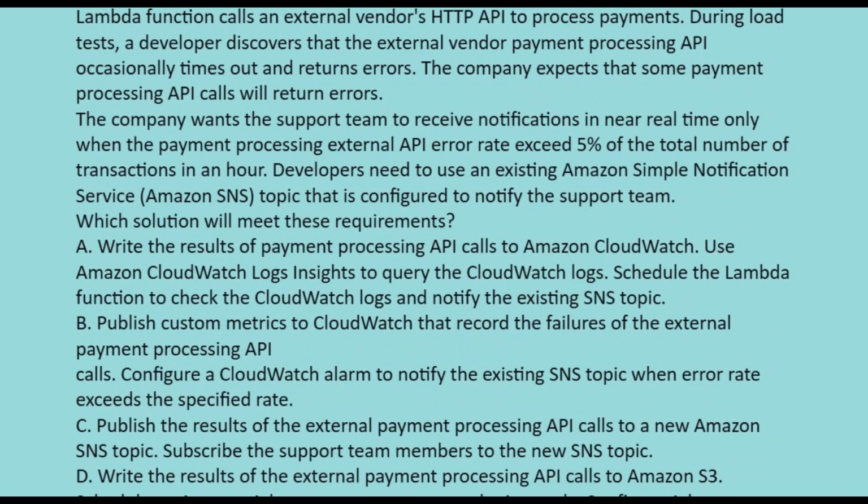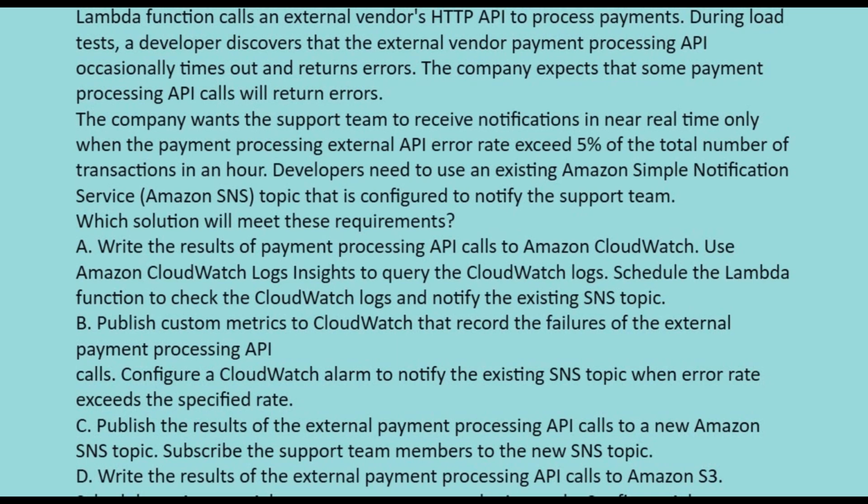Option A, write the results of payment processing API calls to Amazon CloudWatch. Use Amazon CloudWatch Logs Insights to query the CloudWatch logs. Schedule the Lambda functions to check the CloudWatch logs and notify the existing SNS topic. Option B, publish custom metrics to CloudWatch that record the failures of the external payment processing API calls. Configure a CloudWatch alarm to notify the existing SNS topic when the error rate exceeds the specified rate.